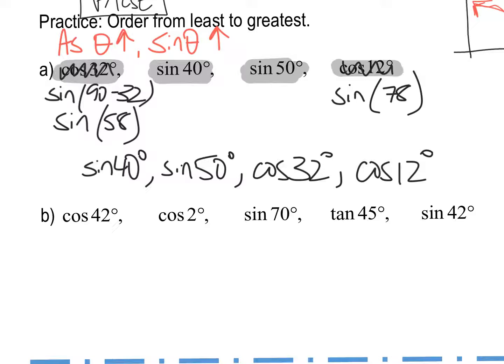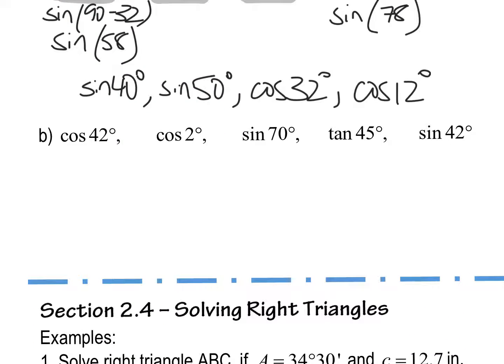Maybe in case you're curious what would happen if we changed everything to cosine, maybe I'll do that for letter B. This one stays cosine. I'll change this one and this one into cosine functions. And then we would still be able to list these in the correct order. So I'm going to change the sine of 70 to cosine of 20 using the cofunction property. It's the cosine of 90 minus 70. And same thing over here, I'm going to change this to cosine of 48.